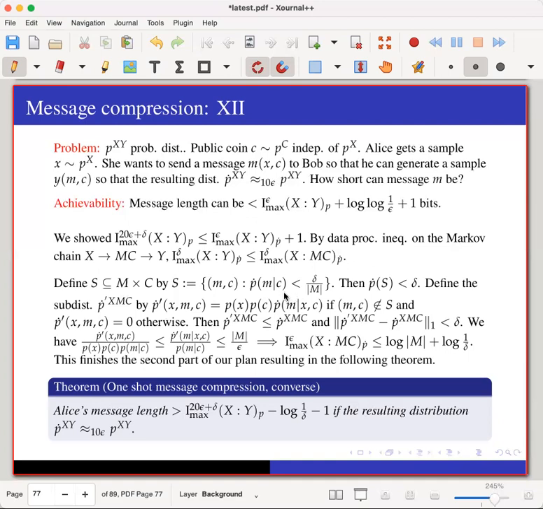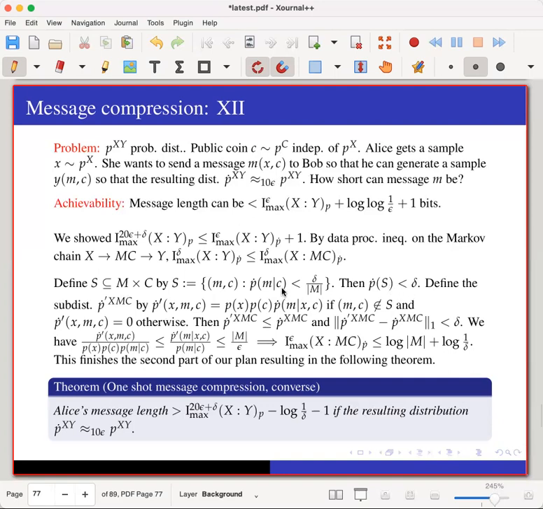So why is this a bad set? Remember, it is a bad set because if you included this, then your I max would become greater than log M. Yeah, exactly. So first of all, you can see that the probability of this set under P dot is at most delta.